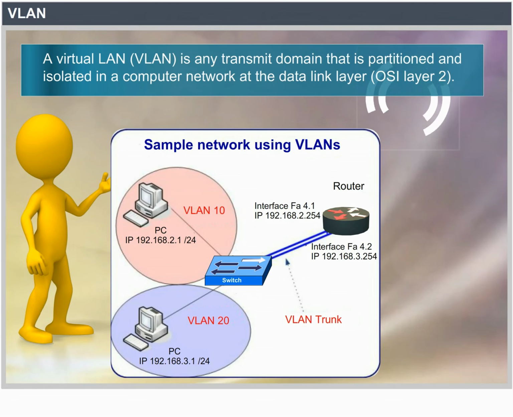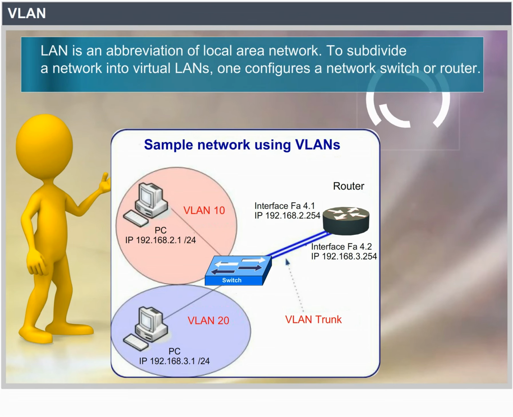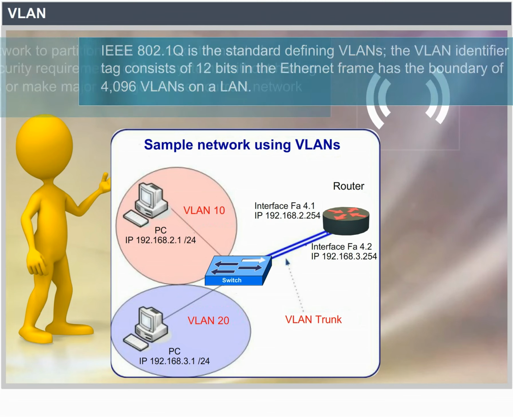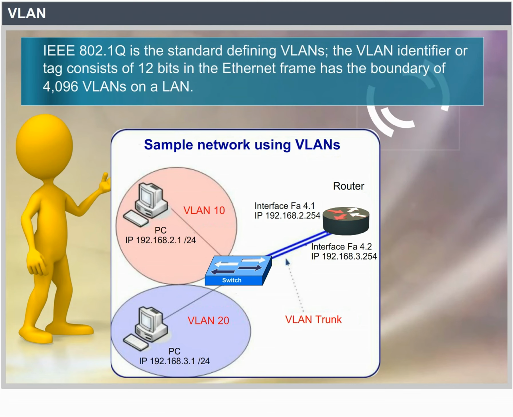To subdivide a network into virtual LANs, one configures a network switch or router. VLANs allow networks to partition their networks to match the functional and security requirements of the systems without having to run new cables or make major changes in their current network infrastructure. IEEE 802.1Q is the standard defining VLANs. The VLAN identifier or tag consists of 12 bits in the Ethernet frame, which has the limit of 4096 VLANs on a LAN.